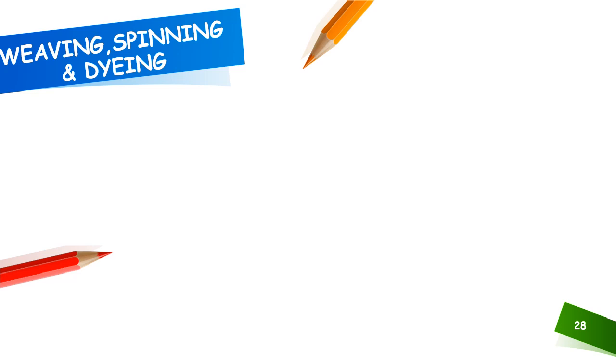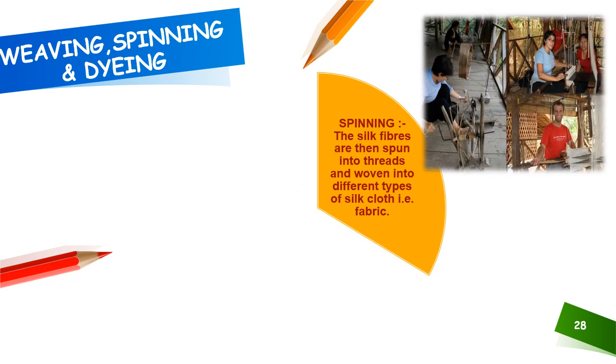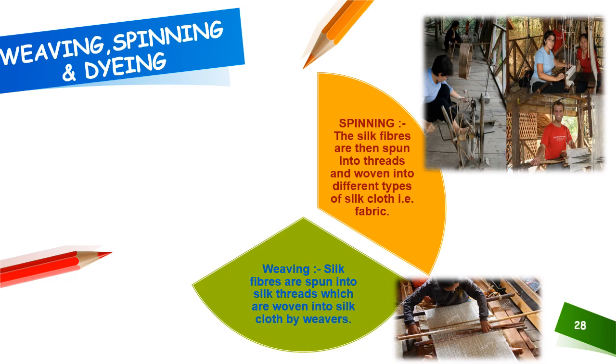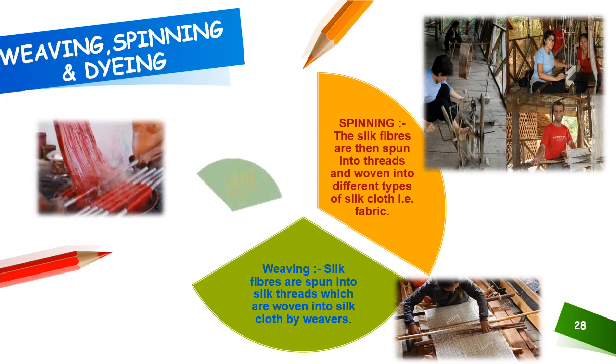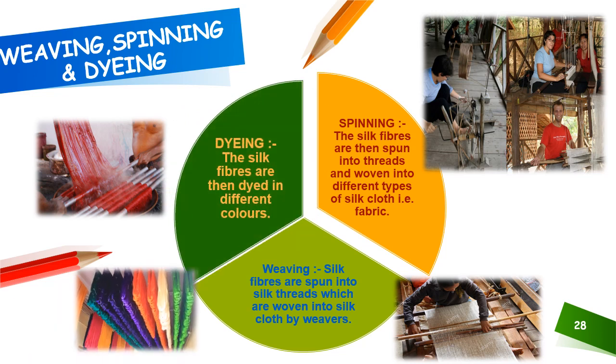Spinning and weaving of silk fiber to obtain silk fabric or cloth. As the silk fibers are very fine, they are combined together or spun to make a thread of raw silk or silk yarn. 3 to 10 strands are usually spun at a time to produce the desired thickness of raw silk. Silk yarn is put into bales and transported to the silk mills. The weavers then weave silk yarn into silk cloth on looms. Dye. The silk fibers are then dyed in different colors.